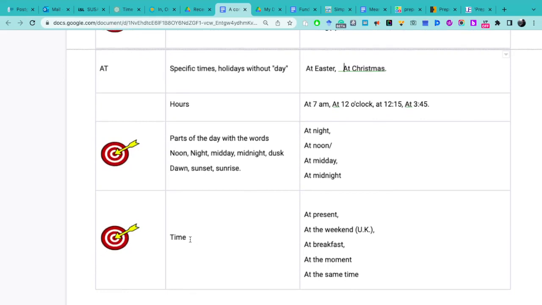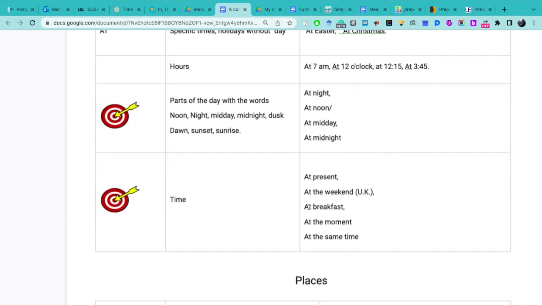Also with time phrases like at present, at the weekend, at breakfast, with those periods in which we have to eat something, like at breakfast, at lunch, at brunch, at dinner. So we must use the preposition at dinner, at brunch, at dinner time, etc. At the moment, we also use at the same time as well. So we must be mindful when we see these phrases. We know that we must use the preposition at.